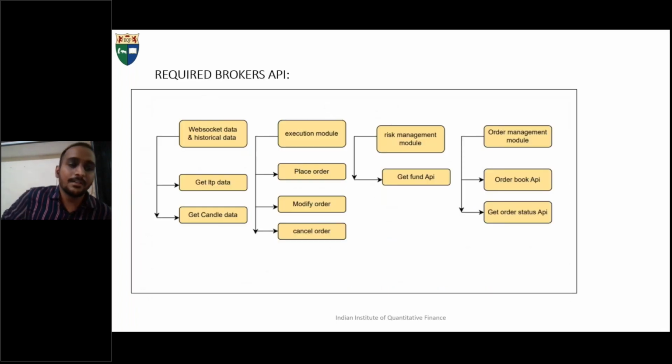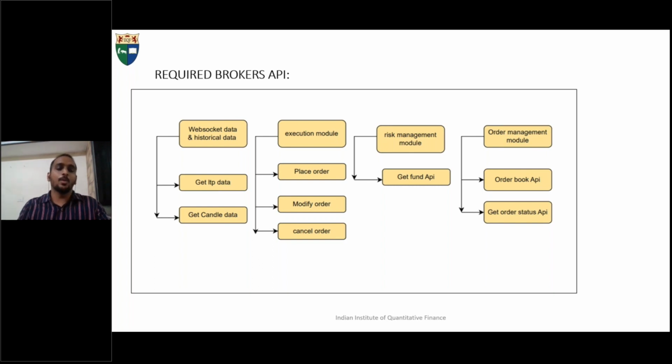So what are the different broker APIs that will be required for automation of our system? The first one is WebSocket data and historical data, which we already discussed, which will consist of the get LTP data API and get candle data API. Now, what is get LTP? LTP is basically the last traded price, which we have to fetch to compare our strategy condition every second. The second is get candle data. Candle data is basically data which we'll be requiring to calculate our indicator values. I will be showing this in Python later on, how candle data helps us in indicator calculation.